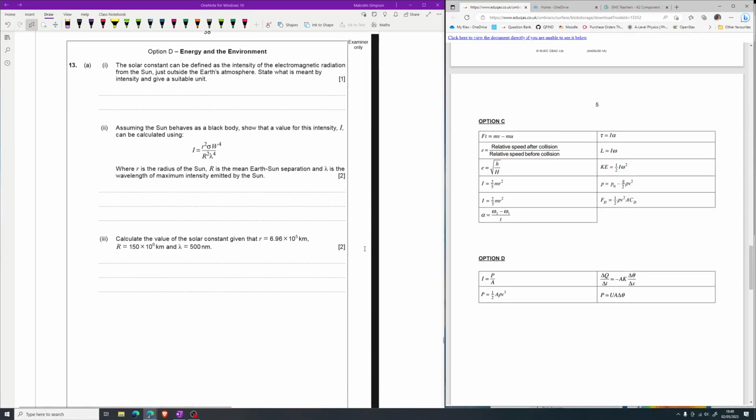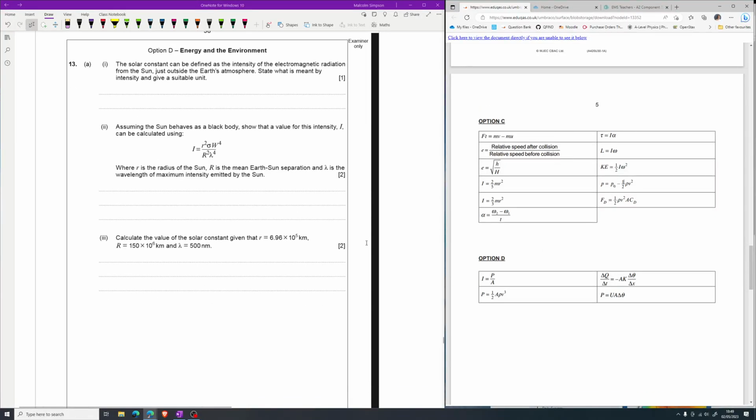Option D, energy in the environment. Okay. So, solar constant defined as the intensity of electromagnetic radiation from the sun just outside the Earth's atmosphere. State what is meant by intensity and give a suitable unit.